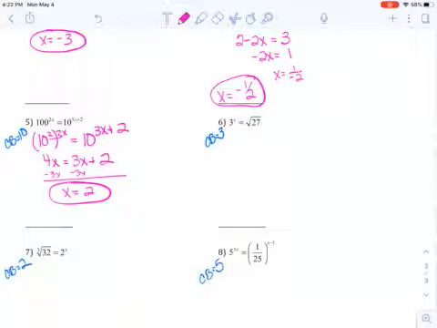Okay, I have a feeling this might be getting too long, so I'm going to stop here and do a part 2 and finish the other examples.